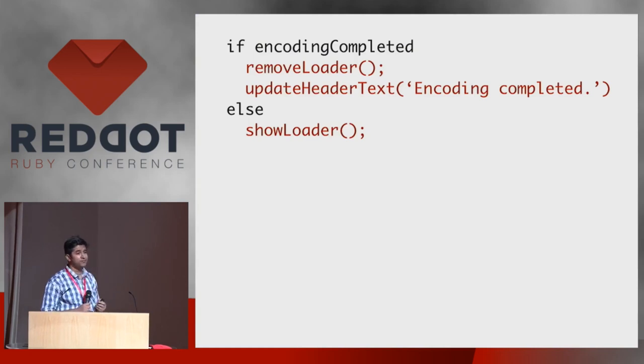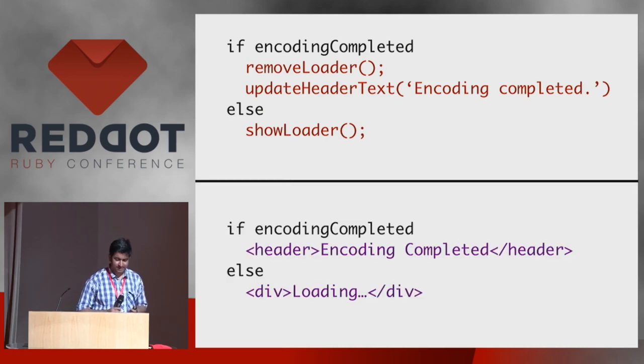So let's say I have a video uploading job, and the video is uploaded to some background processing for encoding. In a traditional way, what I will do is poll to check if the encoding is completed. If it is not completed, then I will keep showing the loader message. Otherwise, I will remove the loader. So I'm doing something with the DOM. I'm removing something, or I'm changing the header text that encoding is completed. In a declarative way, I will just declare, if encoding is completed, this is my UI. If encoding is not completed, this is my UI. So React will take care of showing this UI whenever the data changes or whenever the encoding gets completed.